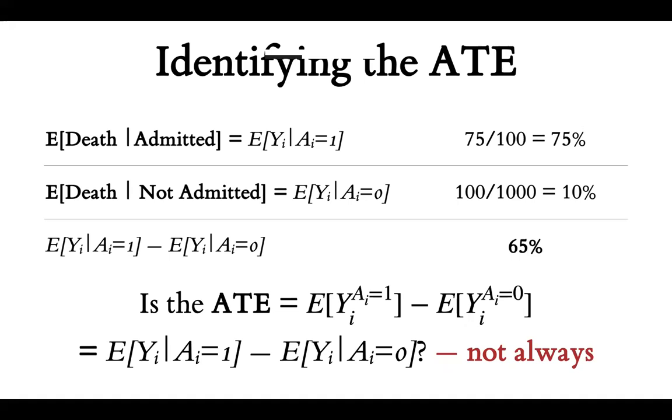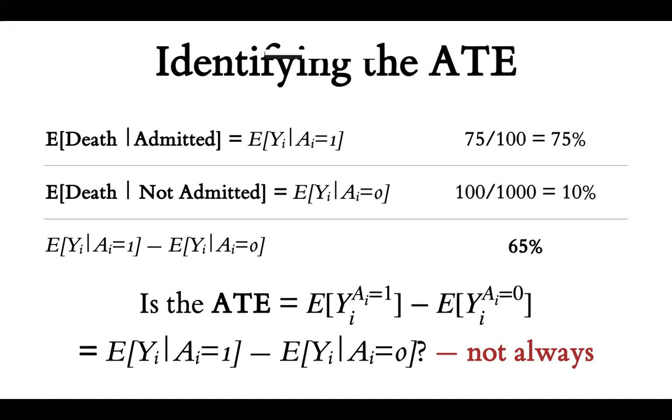what this subtraction is telling me is, if I assume this is a causal effect, it's telling me that going to an ICU increases my chances of dying by 65 percentage points.